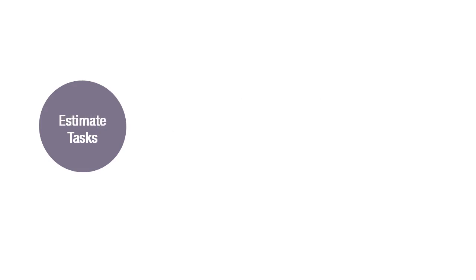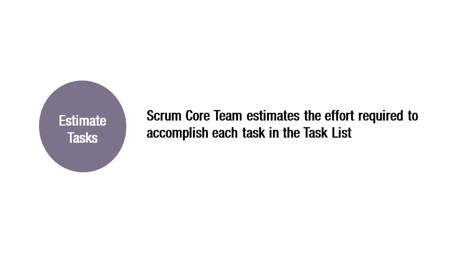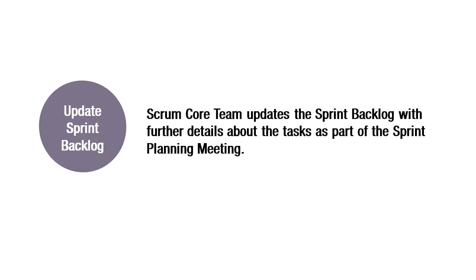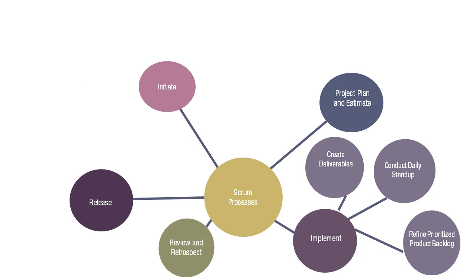Next is Estimate Tasks. In this optional process, the Scrum core team estimates the effort required to accomplish each task in the task list. And the last process in this phase is Update Sprint Backlog. In this process, the Scrum core team updates the sprint backlog with further details about the tasks as part of the sprint planning meeting. The third phase we'll discuss in this module is Implement.